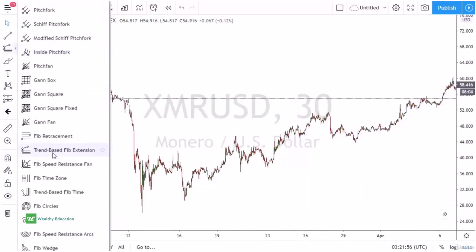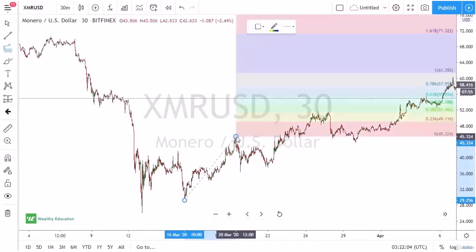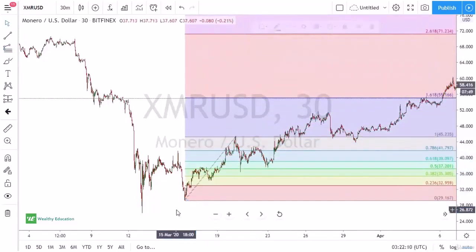You just choose trend-based Fib extension. So if you remember, this Monero one, the original one, went from there to there. So you click on both of those levels, and then you pull back to the beginning. And what you get is the 50% Fib retrace. But notice that beyond the highs, there is the 100%, and then there's a 1.61 extension. And that is an area that a lot of people will aim for.